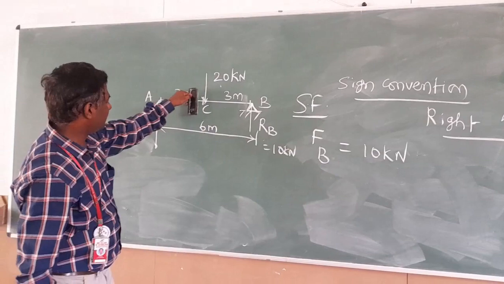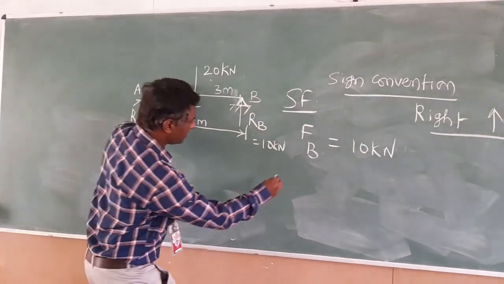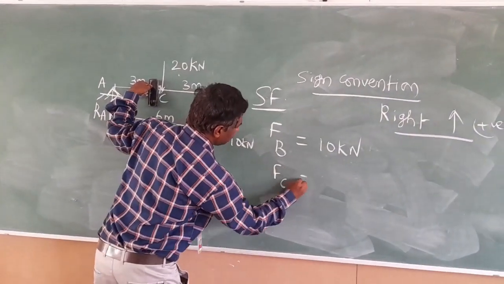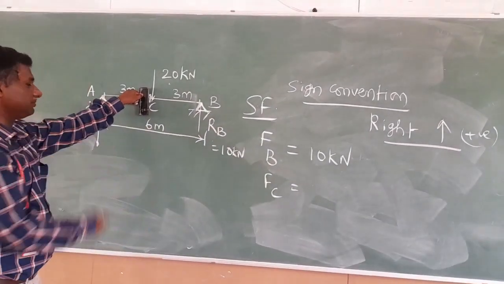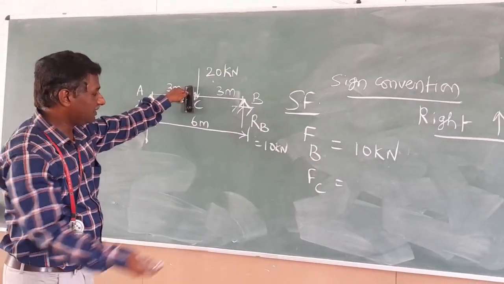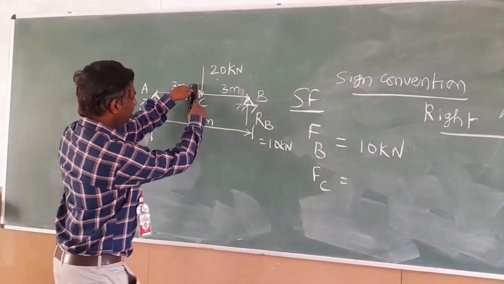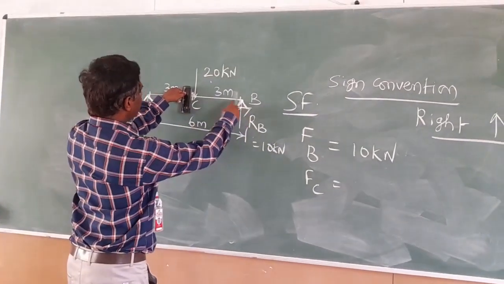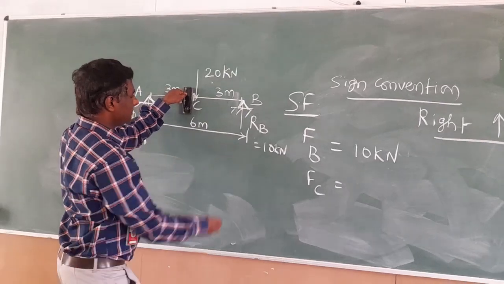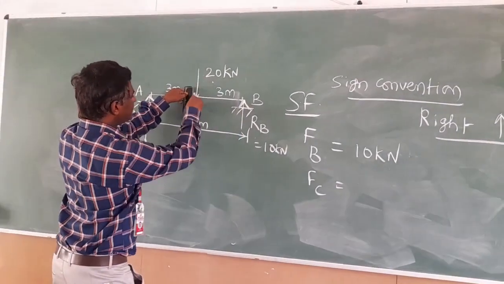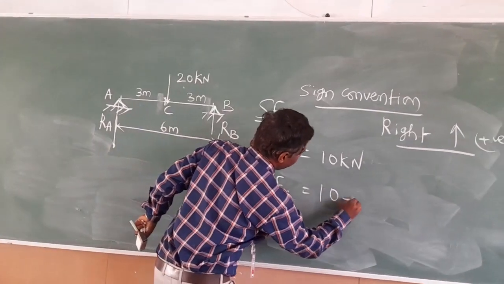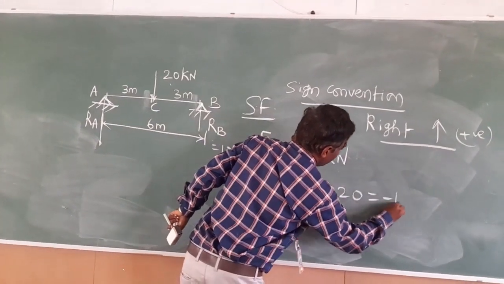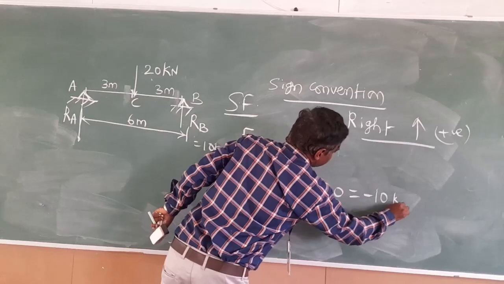And I am going for the point C. What is the shear force at the point C? Now you can go for the right side or left side. I will take both over here. If I take the right side, we have RB and the 20 kilonewton load. RB is right up, so it is positive, and the 20 kilonewton is right down, so it is negative. So 10 minus 20 is equal to minus 10 kilonewton.